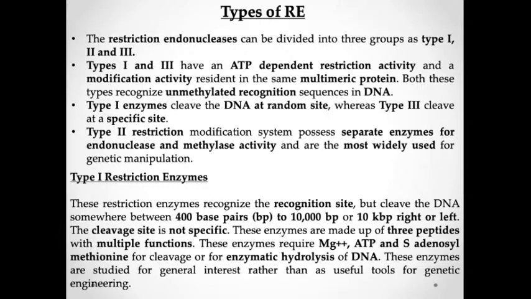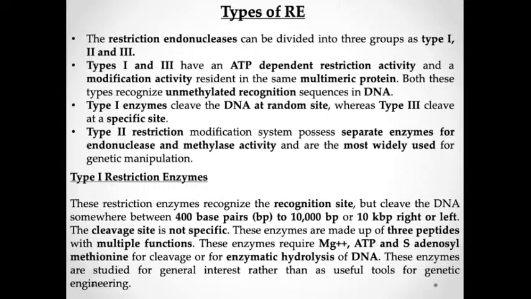So restriction endonucleases can be divided into three groups: 1, 2, and 3. Type 1 and 3 have an ATP-dependent restriction activity and a modification activity residing in the same multimeric protein, okay? Both these types recognize an unmethylated recognition sequence in the DNA. Type 1 enzymes cleave the DNA at random sites, anywhere, whereas type 3 cleave at a very specific site, okay? Type 2 restriction modification systems possess separate enzymes for endonuclease and methylase activity, and are the most widely used for genetic manipulation.